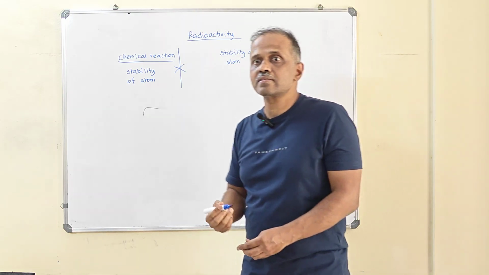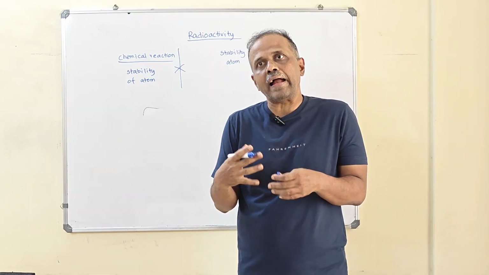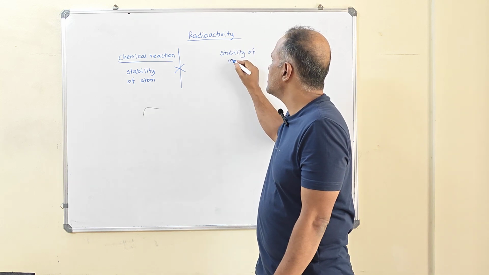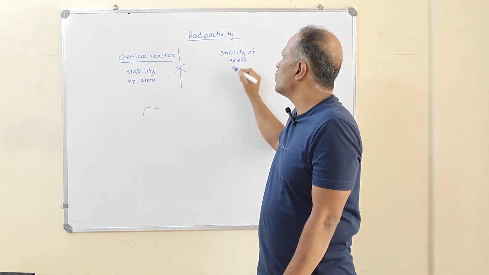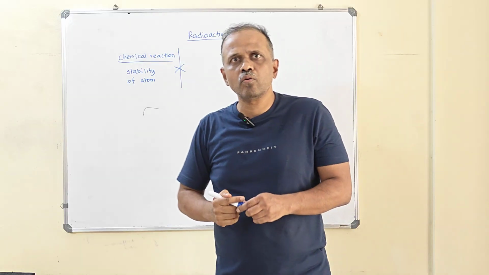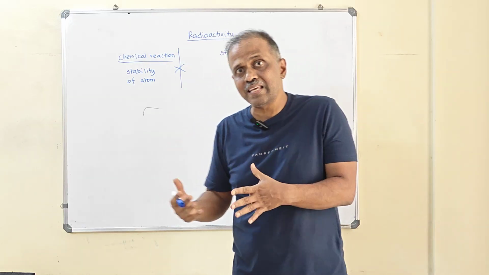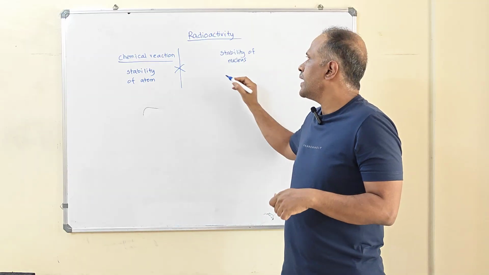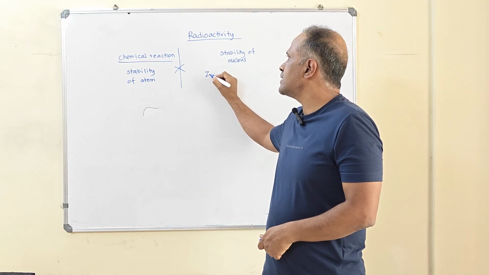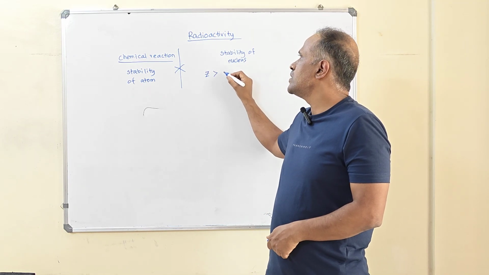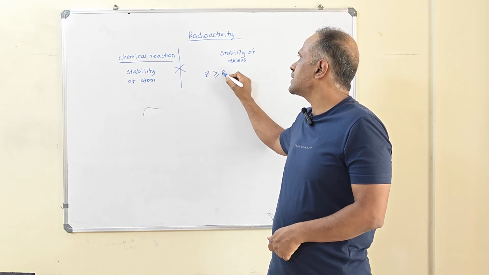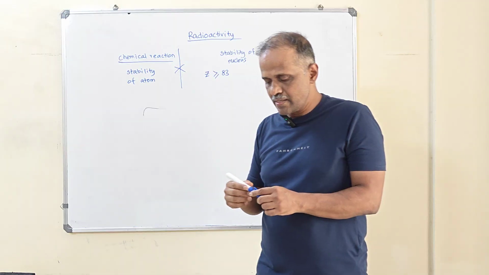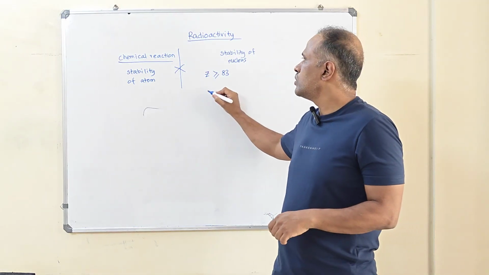So now you will ask, sir, is it the atom or the stability of the nucleus? I will say the nucleus. So stability of the nucleus. So is the nucleus unstable? That would be the first question in your mind. Yes, actually, most of the elements which have atomic number greater than 83 are unstable in nature.